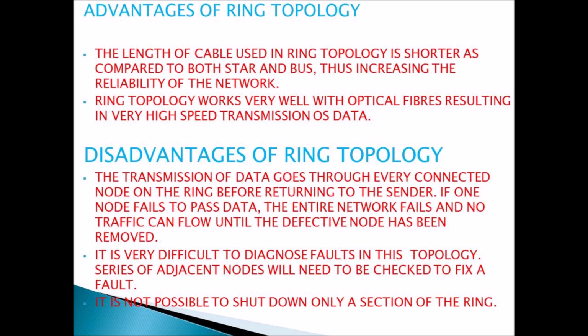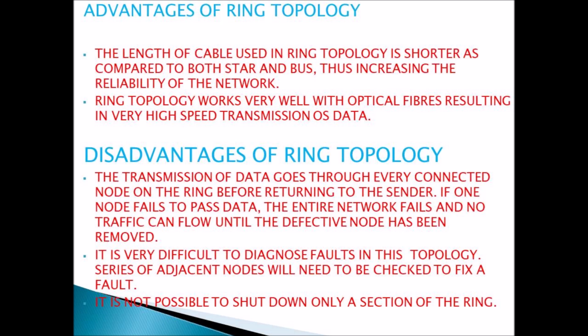When more data gets transmitted, the performance will get reduced. So to avoid that, optical fibers are used in the ring topology, resulting in very high speed transmission of data. And next are the disadvantages of ring topology. The transmission of data goes through every connected node on the ring before returning to the sender, so it takes more time.